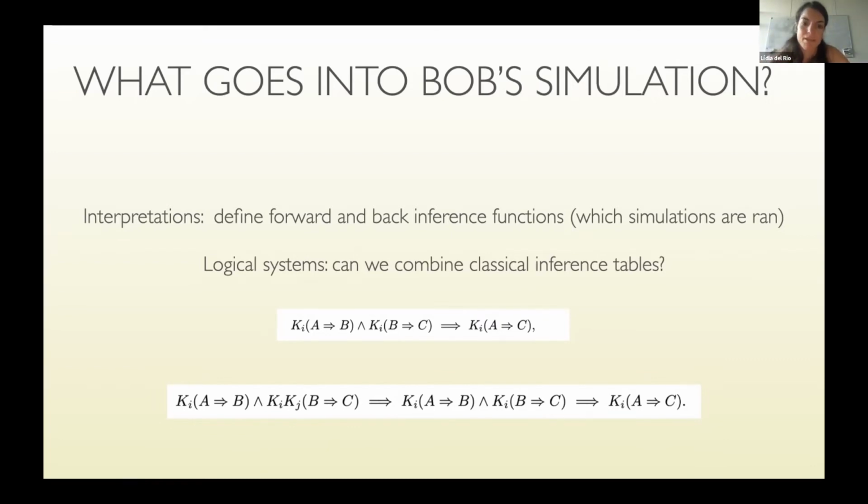Right? But then the other ingredient is logical systems. So can we combine, for example, what this means here in modal logic is, okay, K_i means agent i knows. If agent i knows that A implies B and that B implies C, can we take for granted that they know that A implies C, right? And is this also true across agents, right?